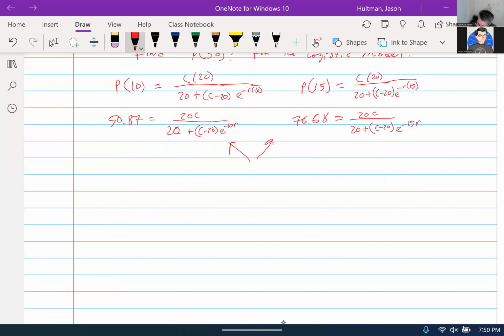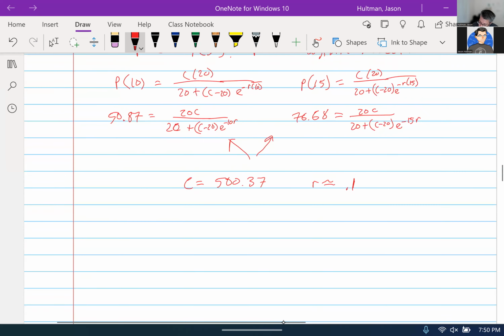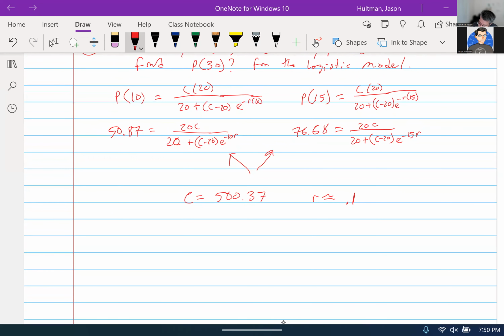You can do it more efficiently via computer. If you plug in this system of equations, you will find that C is equal to 500.37 if you solve that via computer, and R is approximately 0.1. So the growth rate is roughly 10%, and the initial birth rate to initial death rate is roughly 500. So we get C and R.